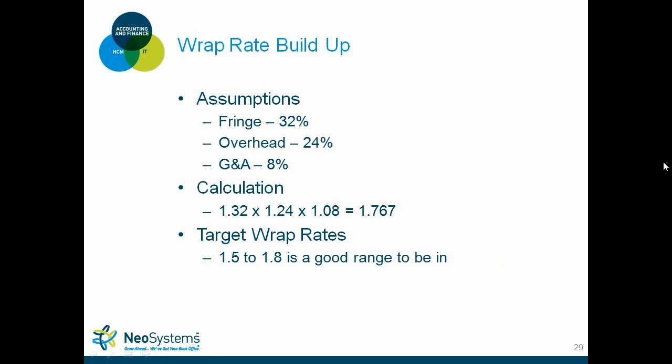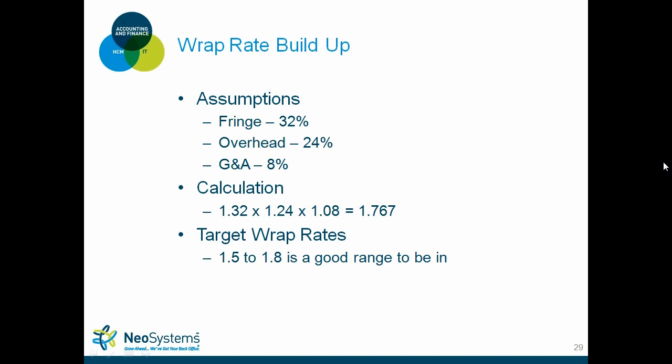So in RFP and government contracting terms, wrap rate is thrown around. Typically nowadays, a lot of contractors and BD folks will say, hey, I need my wrap rate to be around 1.6 or 1.5. Well, this is how you come up with your own wrap rate within your organization. Assumptions are fringe, just using the same percentages: fringe, overhead, and G&A. The calculation is 1.32 times 1.24 times 1.08.